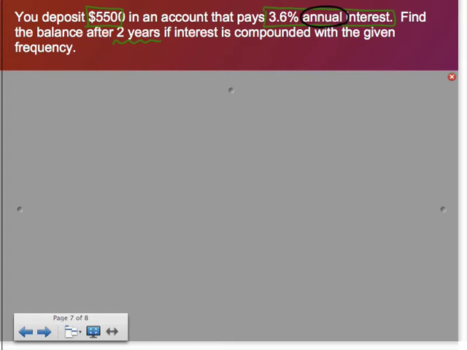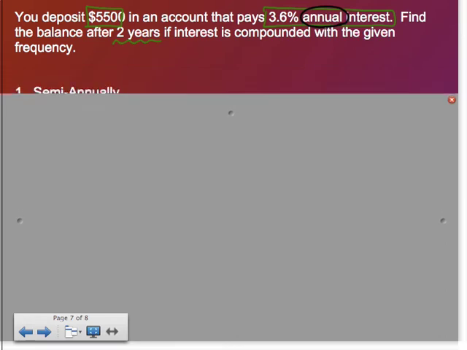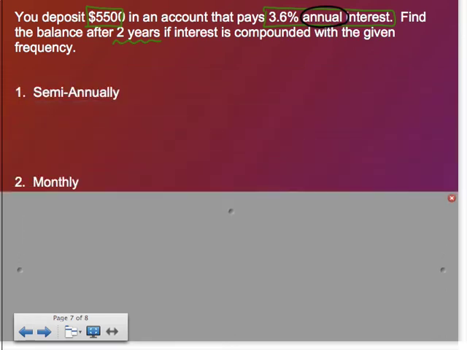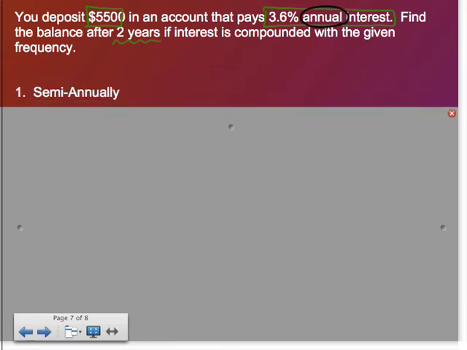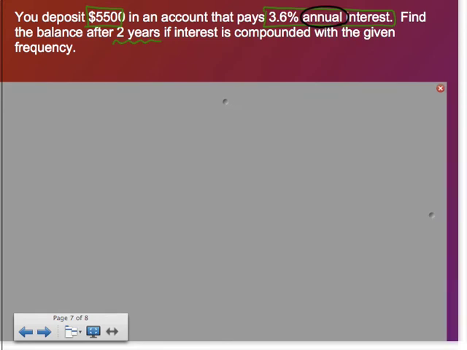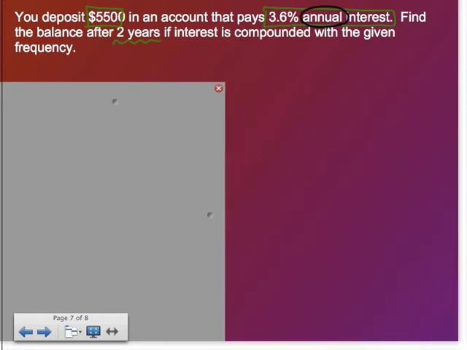If the interest is compounded with the given frequency. Immediately I know it's an annual interest, so I know I'm going to get it every single year. But what if I change it? What if I change it, for example, to semi-annual? As a matter of fact, let's go ahead and do 3 of them. Let's do this over here. If I want to keep it only as an annual interest, I want to see how much I keep.